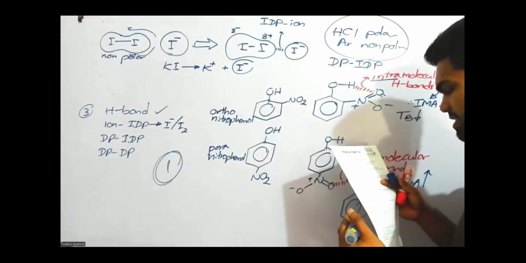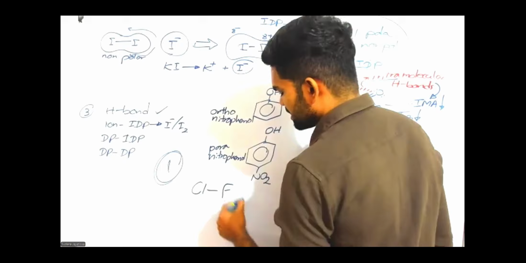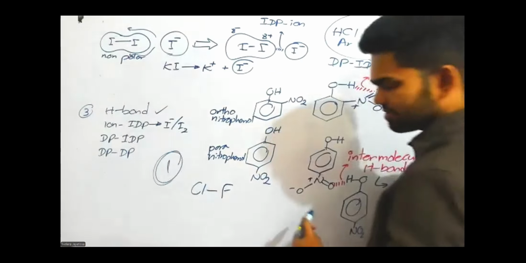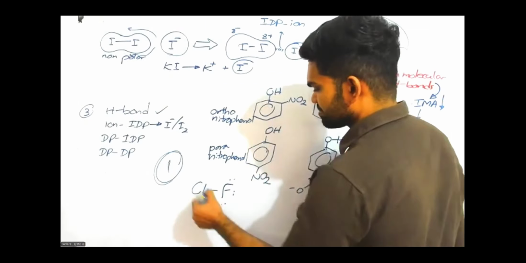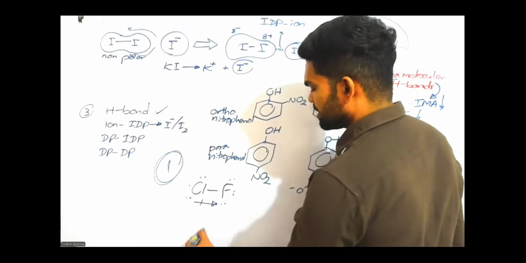And then the last one is ClF. ClF is a molecule similar to HCl. Okay, this is it. So it's a polar molecule. So there's a dipole moment towards this side.